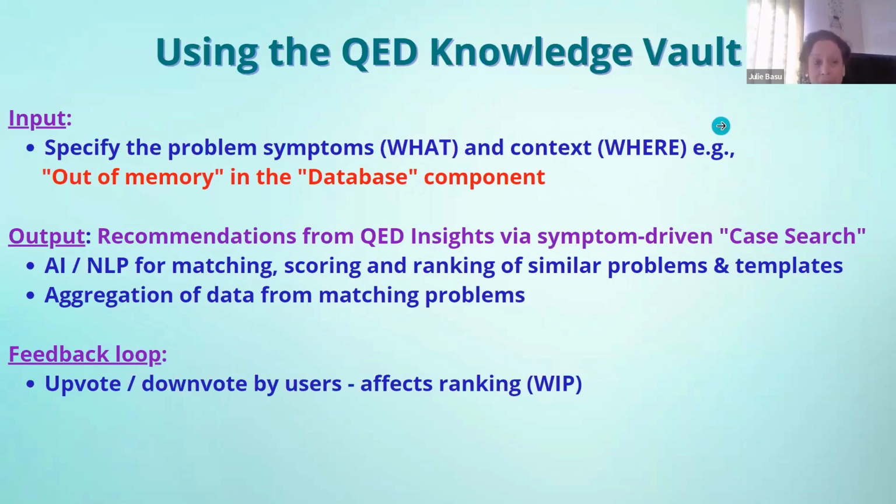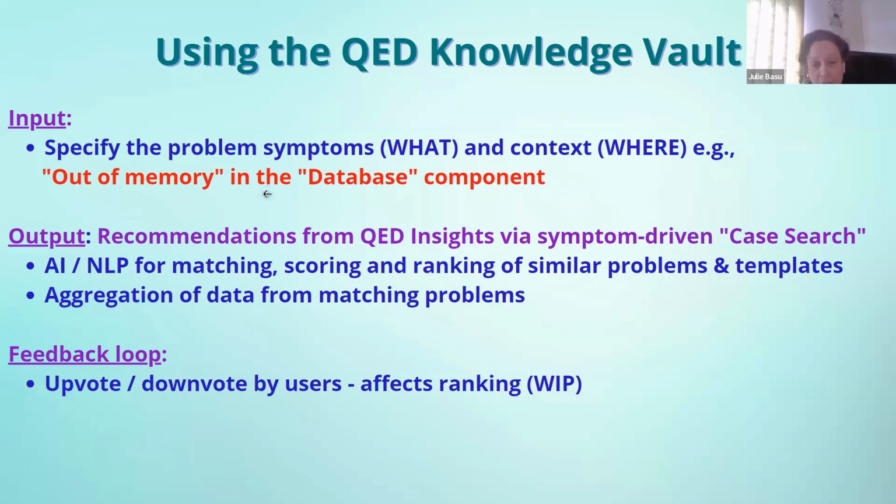So now we come to using the knowledge vault. Let's say we have built up all this knowledge of hundreds of problems and then templates. Now, how do we make use of it? What we have to get back to is, what is the problem? You have to define the signature. So for example, say out of memory in the database, right?